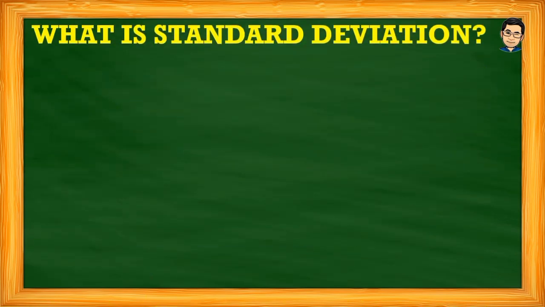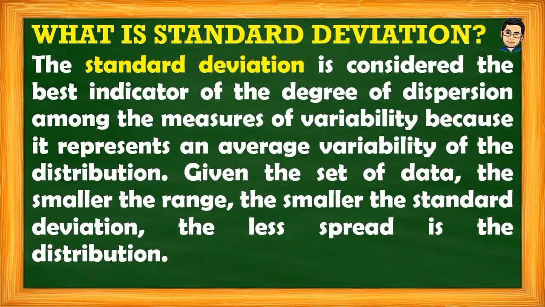So, what about standard deviation? The standard deviation is considered the best indicator of the degree of dispersion among the measures of variability because it represents an average variability of the distribution. Okay, so yan ang pinakagamit talaga kapag measures of dispersion or degree of dispersion ang pinag-uusapan natin, kung gaano kalapit, gaano kalayo yung mga scores, yung mga data na ina-analyze natin.